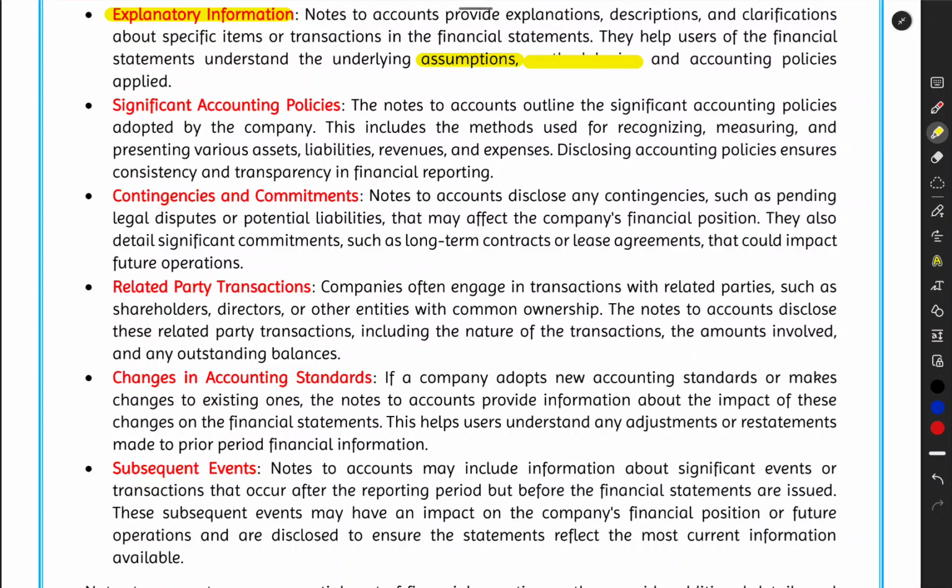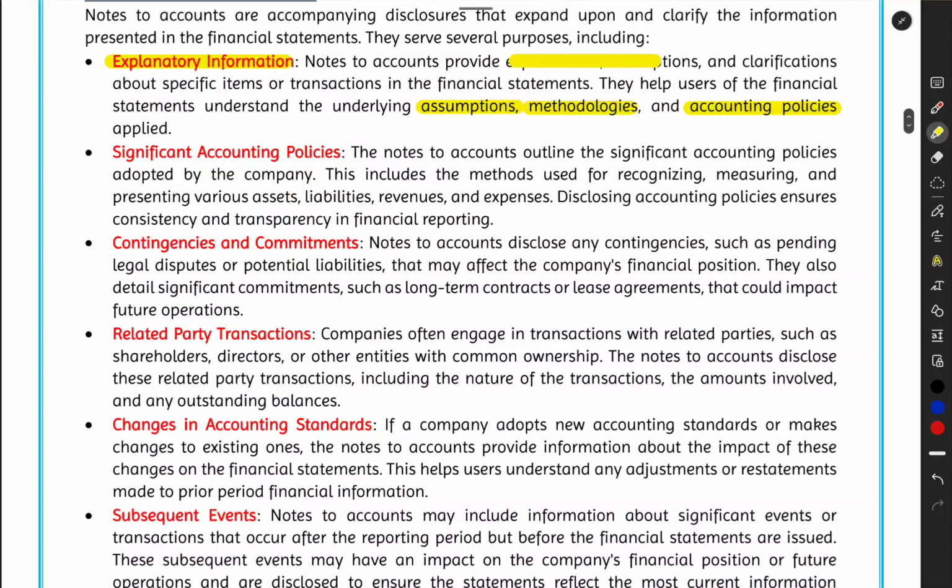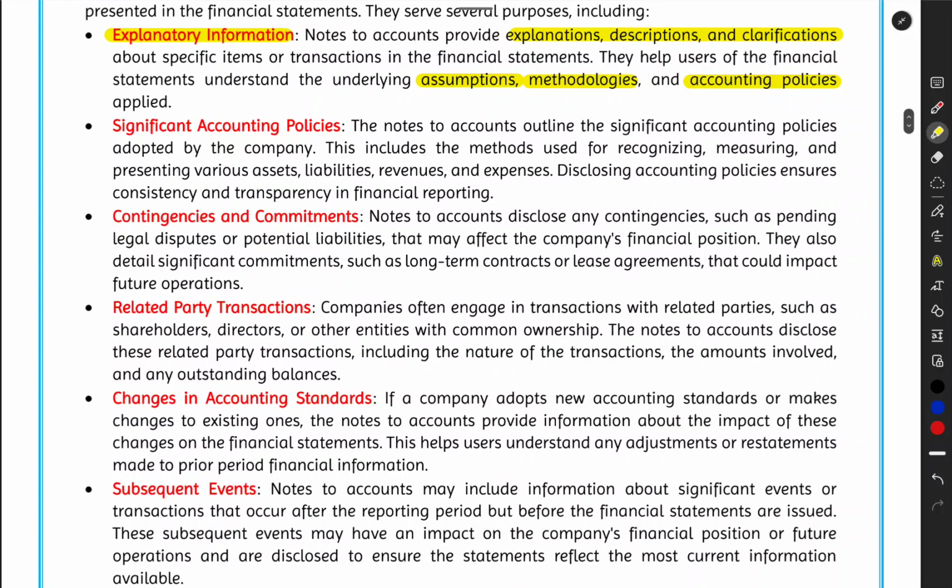Assumptions, and methodologies of calculation. Provision for bad debts: how did you calculate the provision for bad debts? Methodology of calculation. What are the different accounting policies you have applied in the financial statements? All these explanations you can provide. Further explanations, descriptions and clarifications about what is already there in the financial statements.